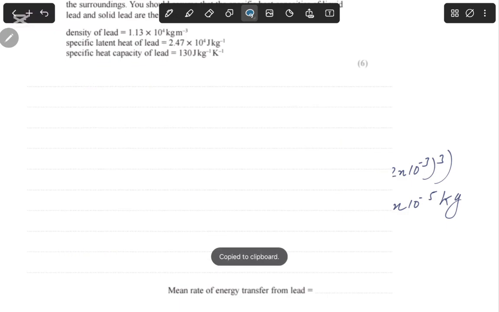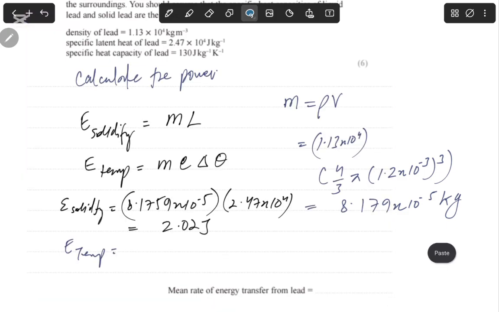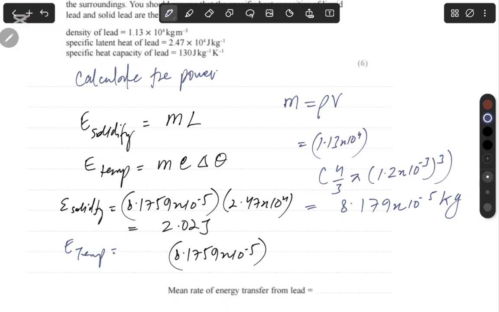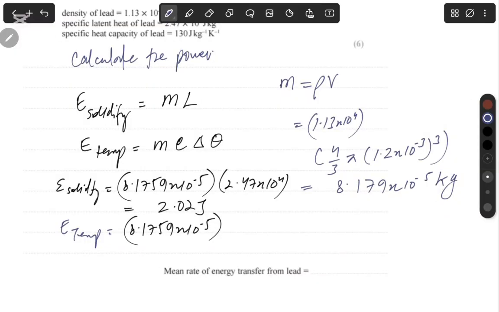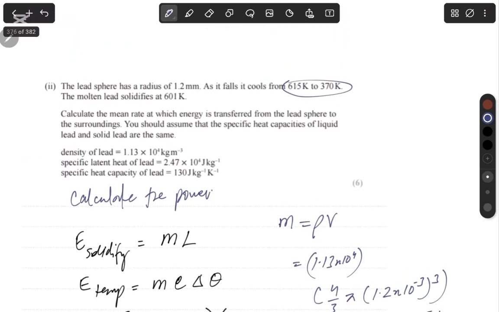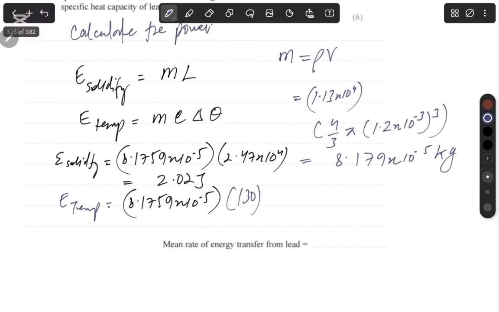So I'm going to plug in the mass value here. Let's put the mass value right over there. And then I'm going to plug in the specific heat capacity of lead, which is 130. And then I'm going to get my change in temperature from up there, which is just me subtracting both of the values.